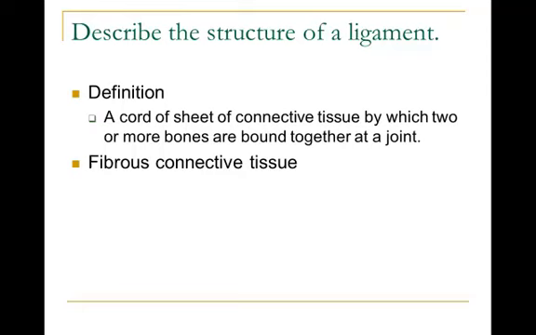So let's talk about the structure of a ligament. A ligament is a fibrous connective tissue, and it joins 2 or more bones together. It's sort of how they are structured. They're lashed together, bone to bone. Always make sure you understand the difference between a tendon and a ligament. A tendon connects muscle to bone.